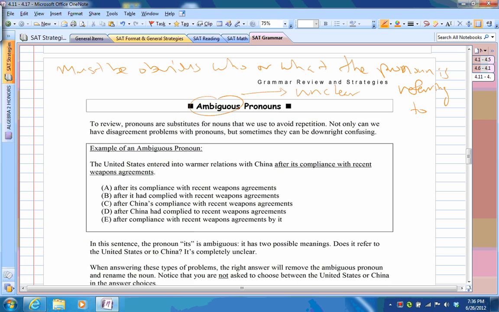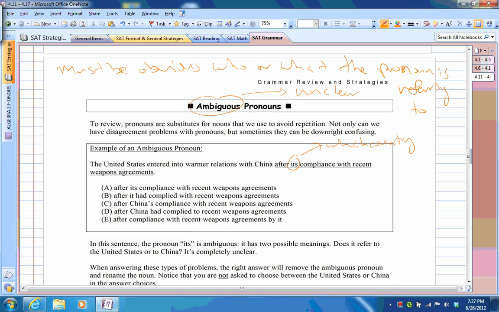So if we look at this example, the United States entered into warm relations with China after its compliance with recent weapons agreements. So it's cool, you're saying it's referring to one country. The problem is, which country? Who's complying? Is China complying? Is the United States complying?